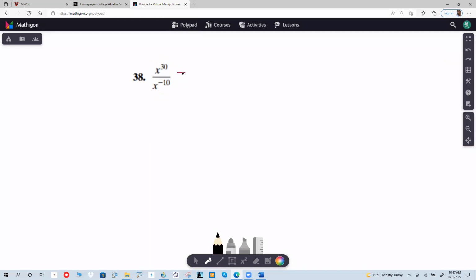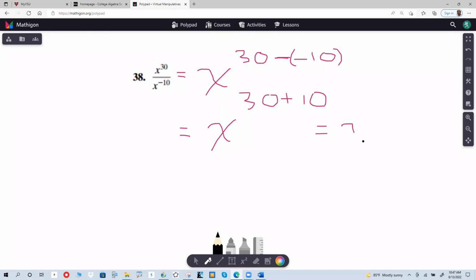So bases are the same. And I'm going to subtract, and be careful. I'm going to subtract. And this is where it's very easy to make a mistake. So I'm going to subtract -10 from 30. That's why I'm using the word subtract. And this negative sign comes from -10. It's not just 10, it's -10. Okay, this negative and this negative will turn into positive. If you're not alert, it's very easy to mess up. That's all. Done. X to the power 40.